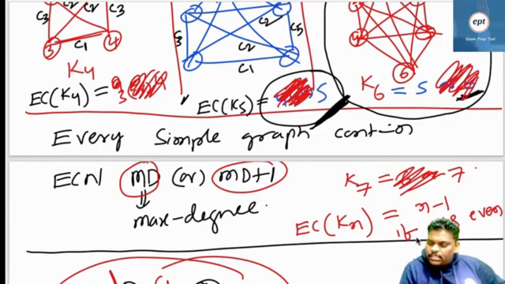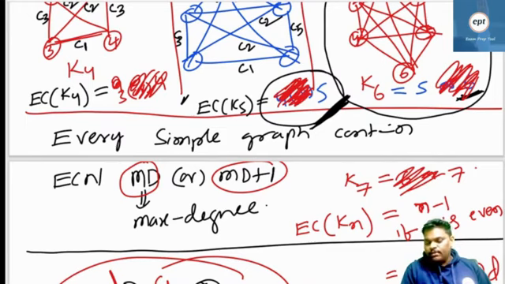Because when I am verifying it is taking a lot of time. Answer is going to be n if n is odd. Please take care of this one. When I am verifying manually, it is taking a lot of confusion and time waste. Just follow the theorem. Every simple graph contains edge chromatic number as either MD or MD plus 1, where MD is maximum degree. So I have given some examples also.